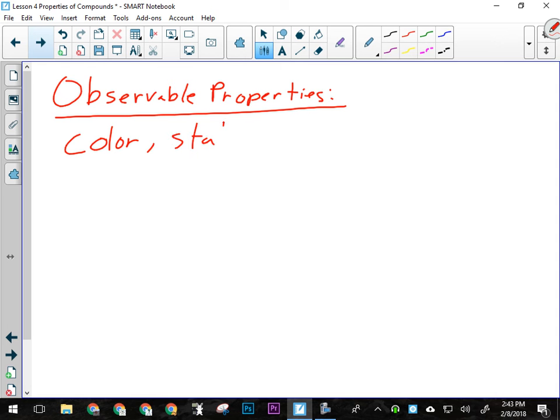State. Solid, liquid, or gas. There aren't any gases. It's really hard to contain them. They tend to just float away. So there won't be any gases to test, but solid or liquid, obviously.